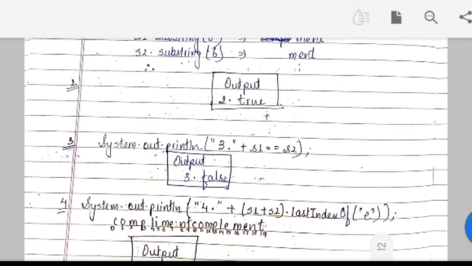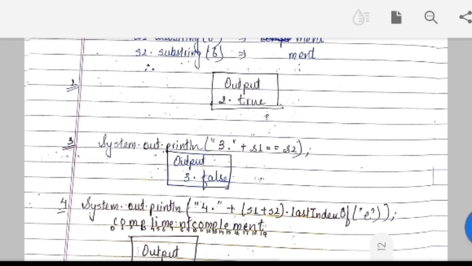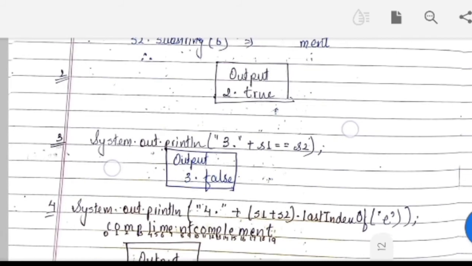The third one is as follows: s1 double equals s2. Here double equals checks whether the addresses of two strings are equal or not.